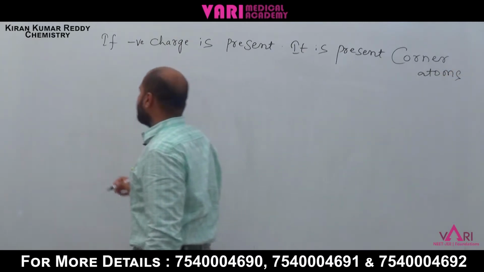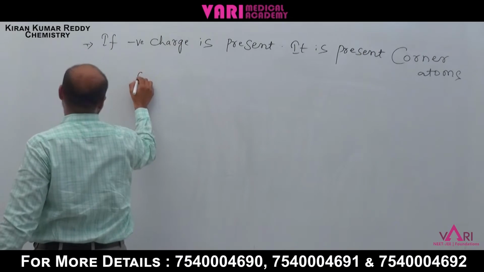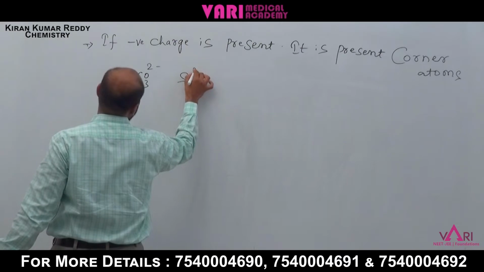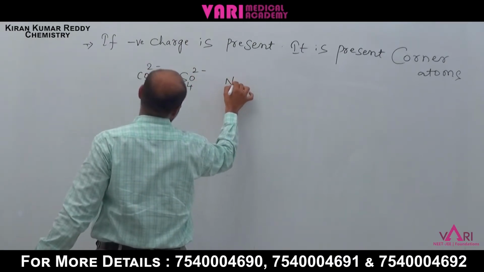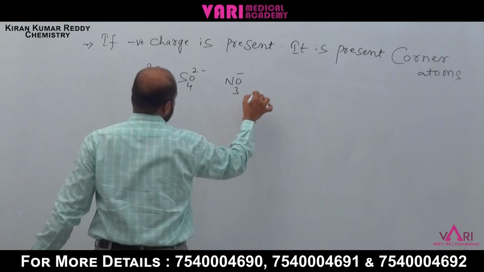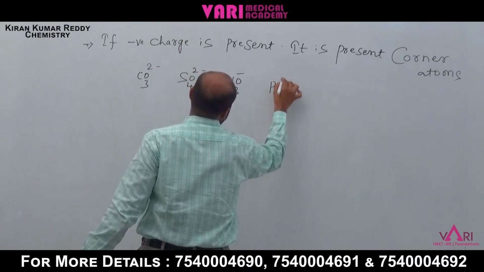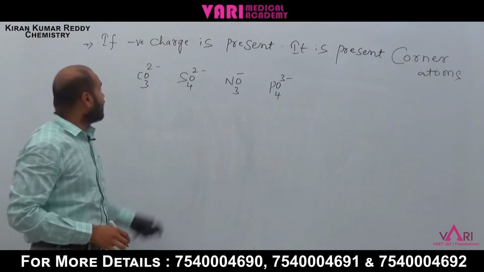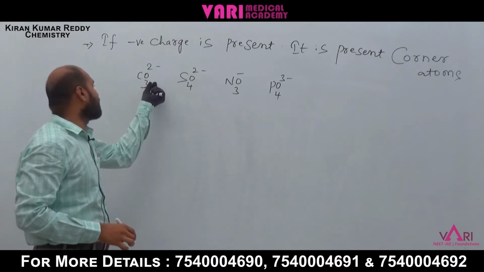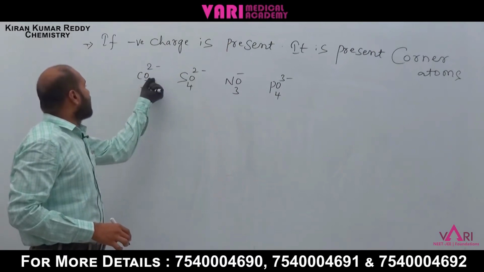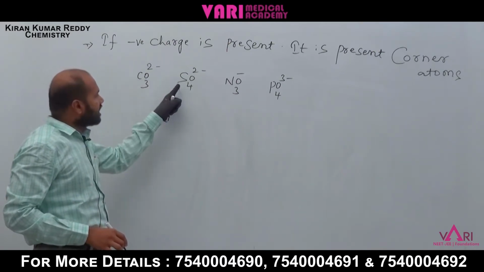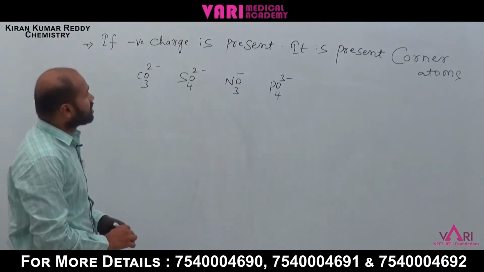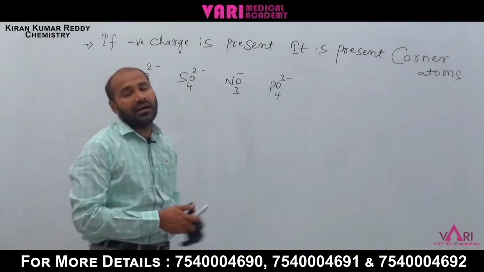For example, if negative charge is present, take CO3 2 minus, SO4 2 minus, NO3 minus, PO4 3 minus. Where are the negative charges present? On corner atoms. What is the corner atom? In CO3 2 minus, the central atom is carbon and the corner atom is oxygen. In SO4 2 minus, the central atom is sulfur and the corner atom is oxygen. Now understand, if negative charge is present, it is present on corner atoms.